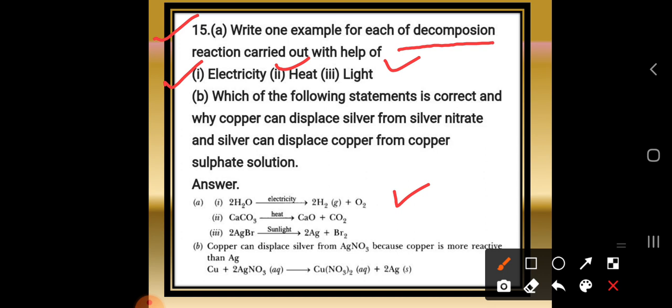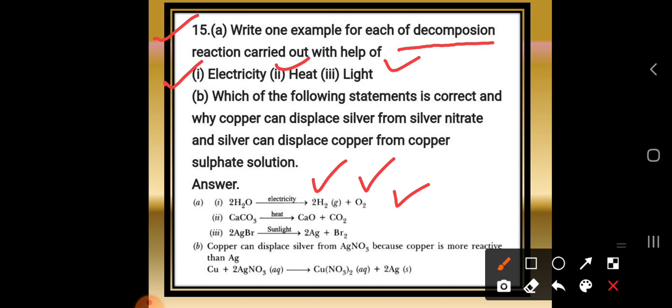Okay, so 2H2O is nothing but the water molecule. With the help of electricity it is converted into hydrogen gas and oxygen. So this is one of the decomposition processes with the help of electricity.